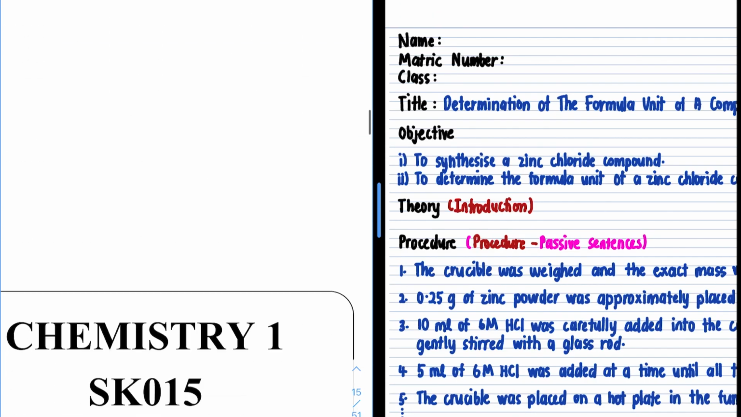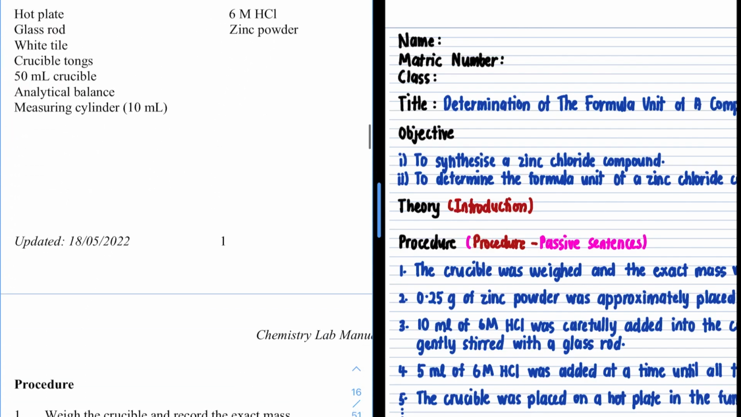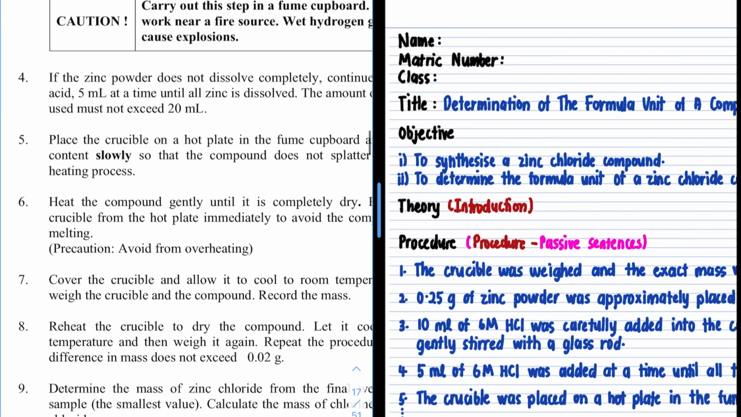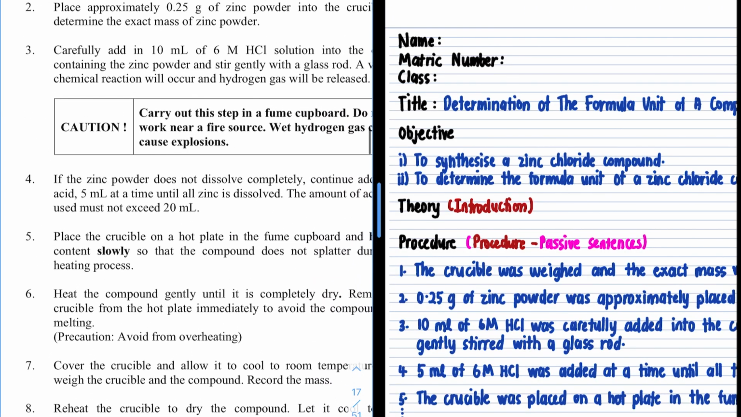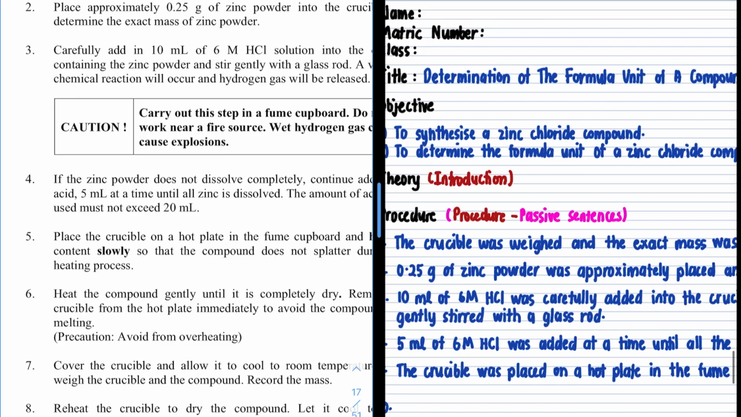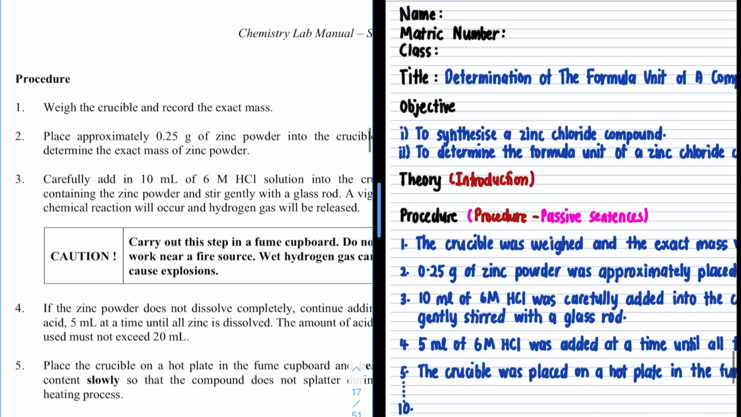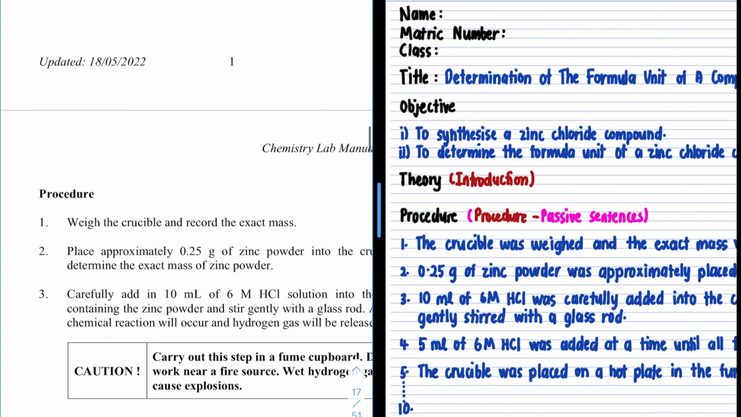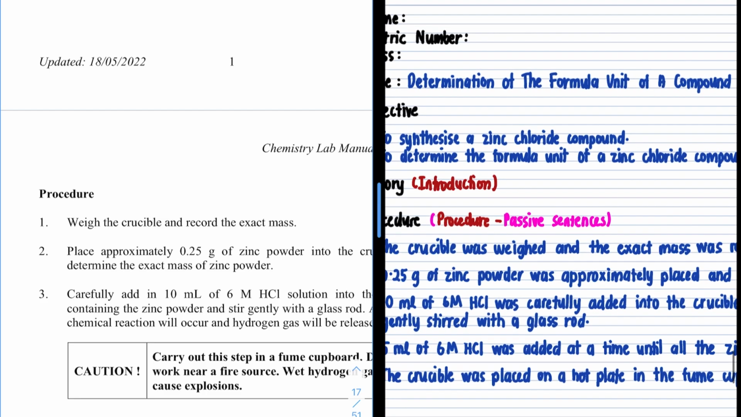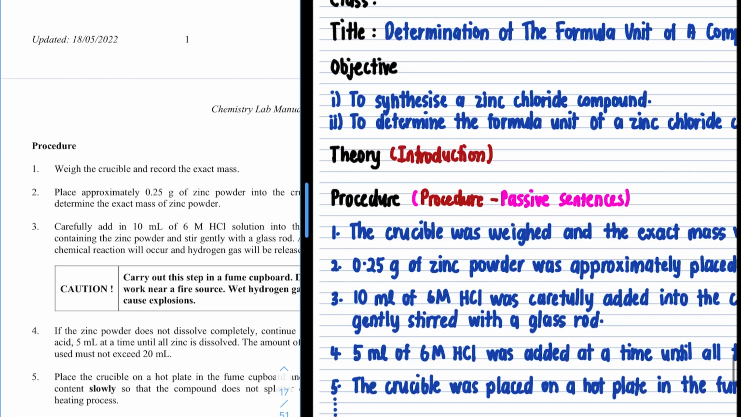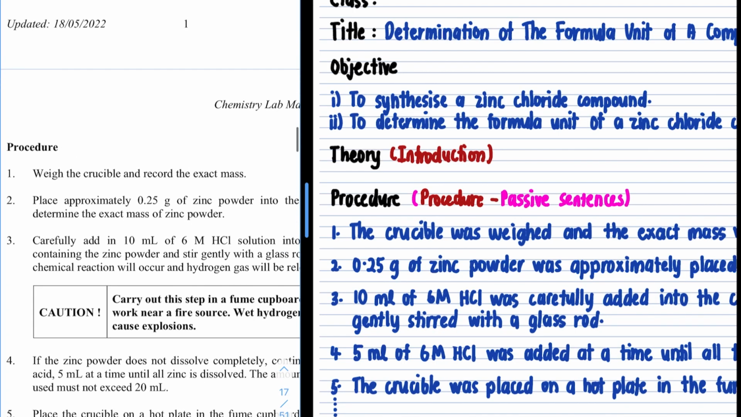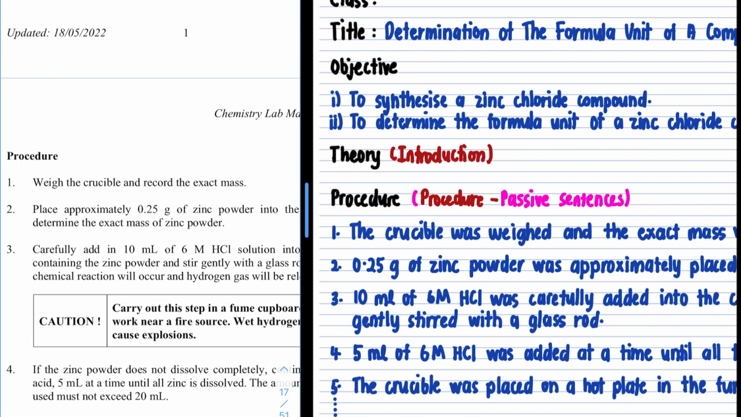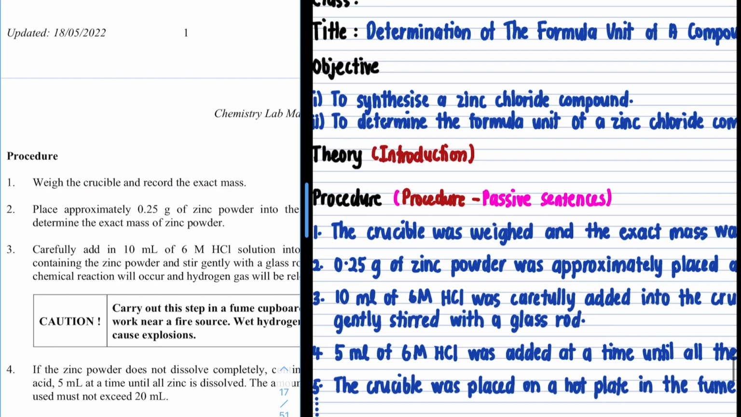So when we look at our procedure itself, we have about 10 steps. I have helped you with the first 5 steps of the procedure. For example, what does it mean by changing it to passive sentences? Here in our procedure, it mentions that we have to weigh the crucible and record the exact mass. How do we change it into passive sentences?